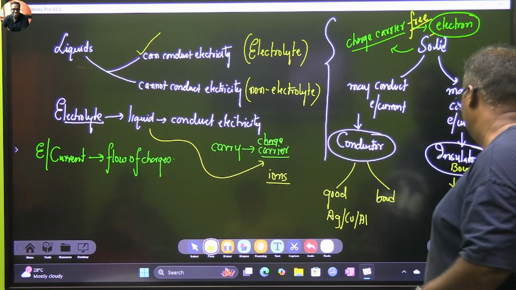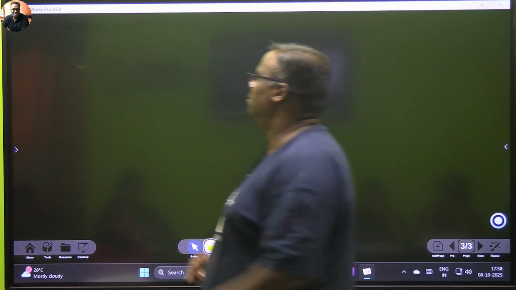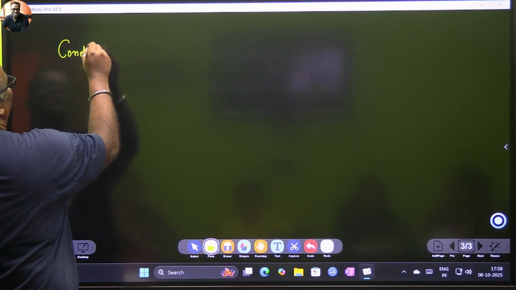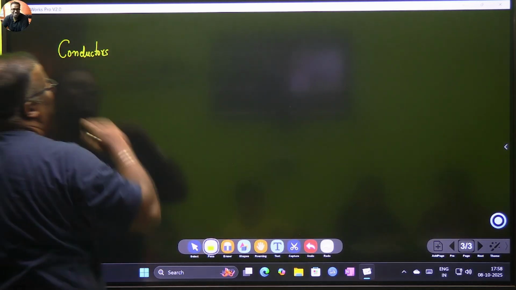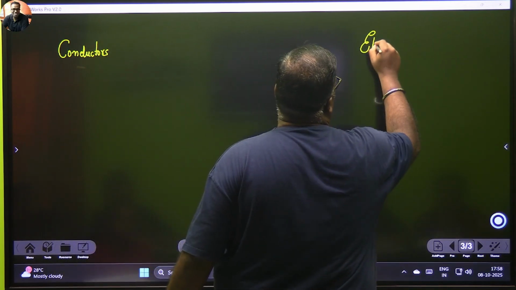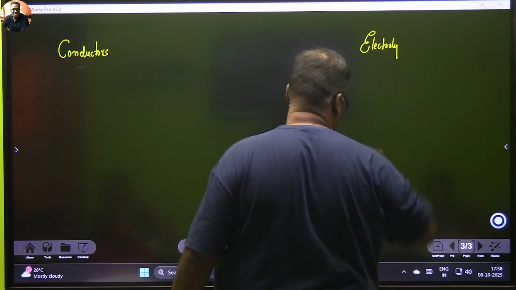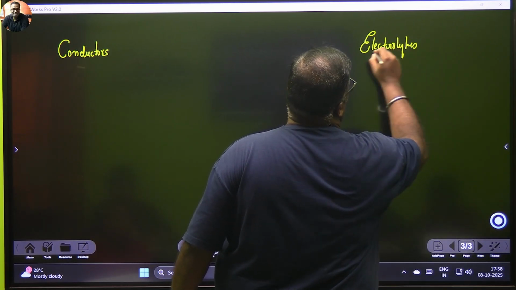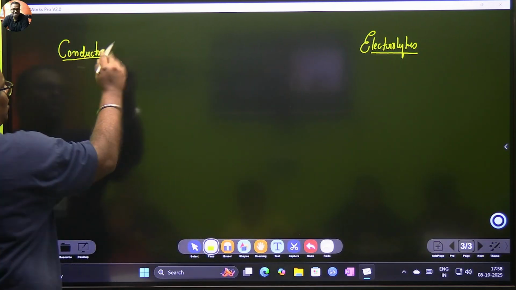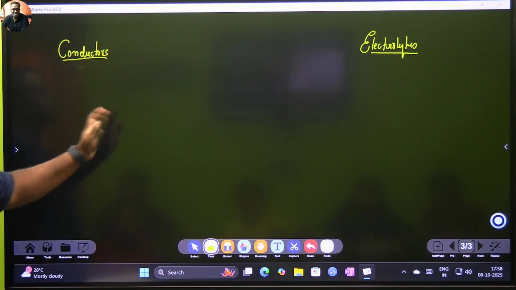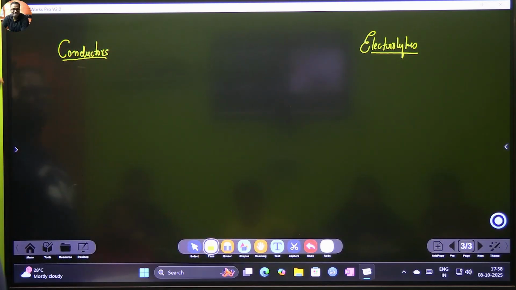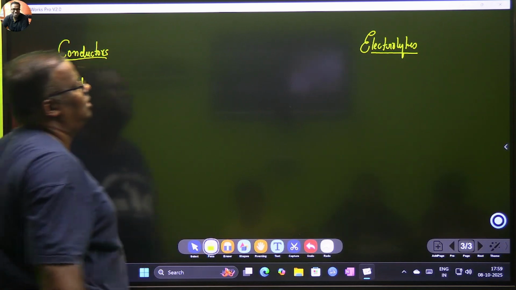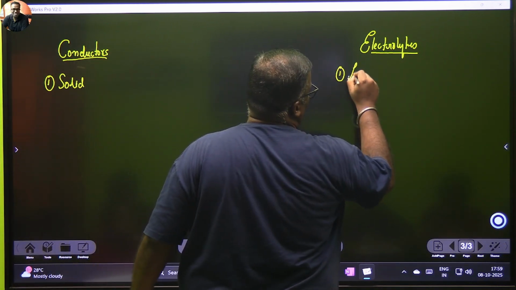Let's move to the next slide now, and do a little bit of revision. There is nothing called free ions, I'll tell you that. Conductors and electrolytes. Nobody will ask you this difference because your chapter is all about that. This I am doing for your concept purpose. Conductor means number one has to be a solid. Do you agree? Electrolyte means it will be a liquid.